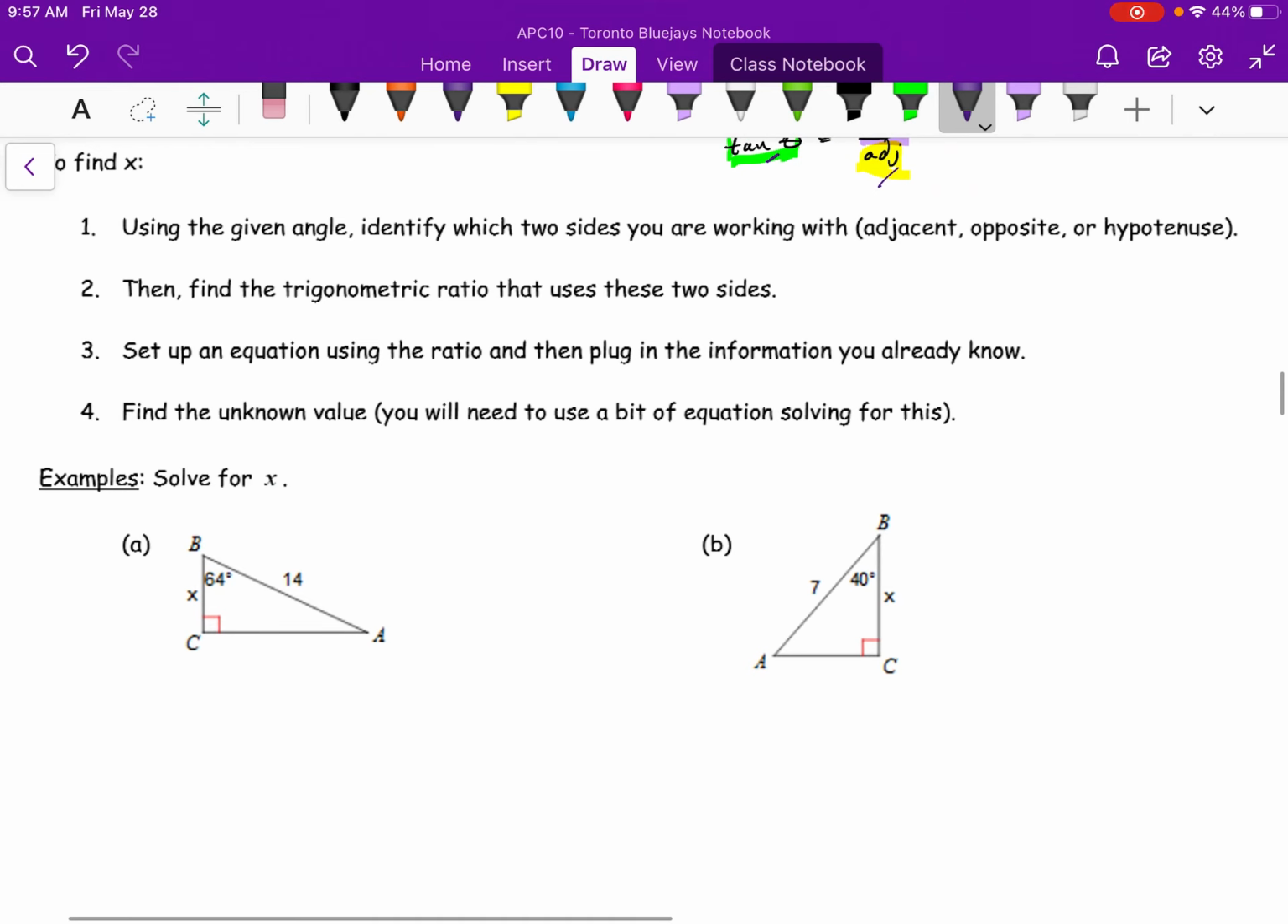So let's go on to the lesson, and what we're going to do is find the missing side. Using the given angle, identify the two sides that you're working with. In other words, label your triangle. Really important. Then, using the given information, we're going to find the trigonometric ratio that we're talking about. We're going to set up the equation, and then, quite simply, we are going to solve.